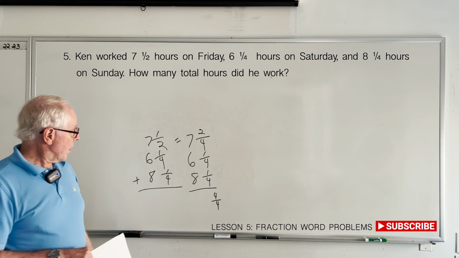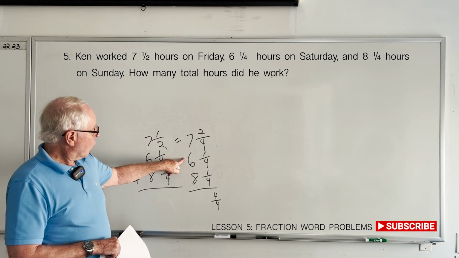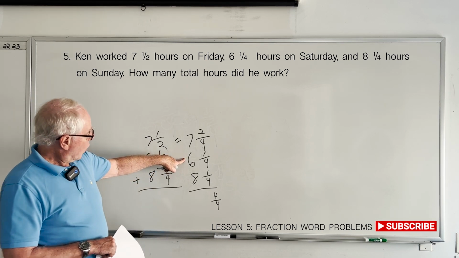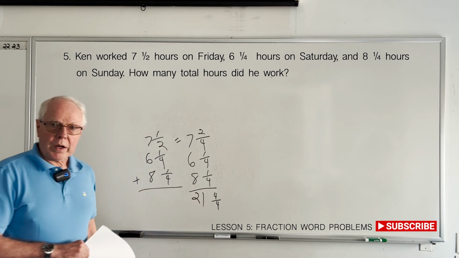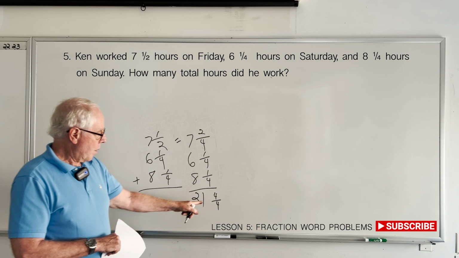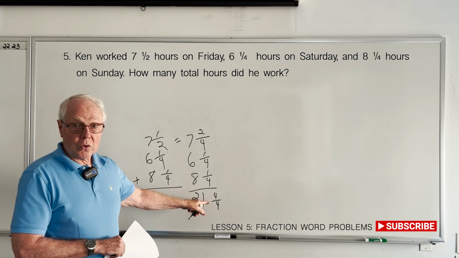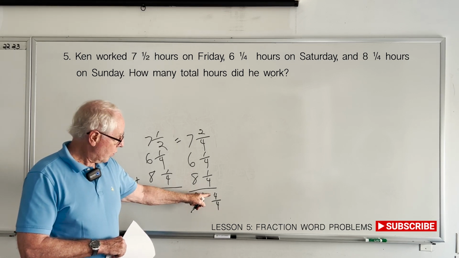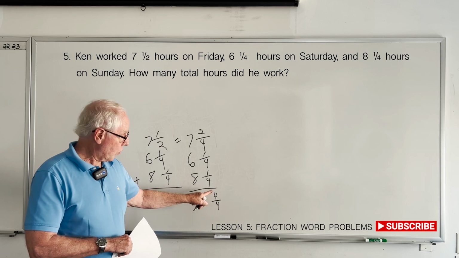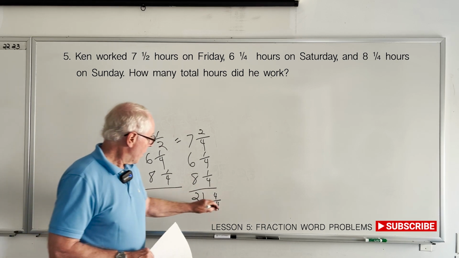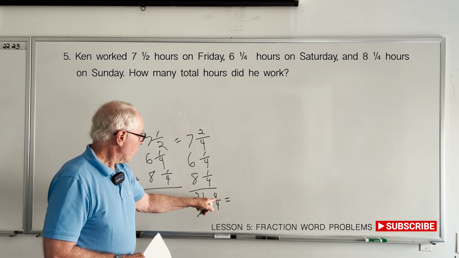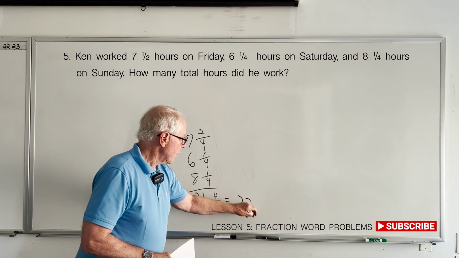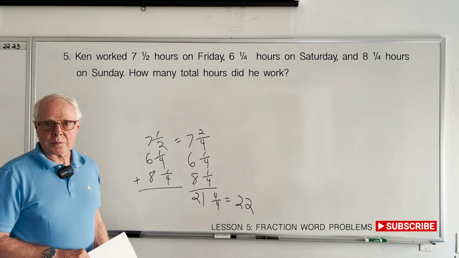We'll come back to that in a minute. Here we have 8 and 6 is 14. 14 and 7 is 21. 21 and 4/4. But remember, 4/4 is equal to 1. 4 divided by 4 is 1. So this is 4/4 equals 1. So our final answer would be 21 and 4/4, or 22. Okay?